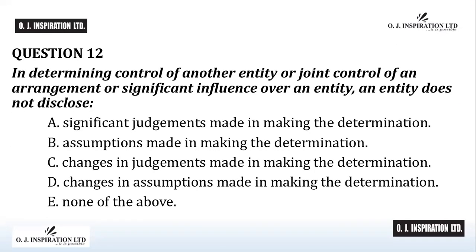Question number 12. In determining control of another entity or joint control of an arrangement or significant influence over an entity, an entity does not disclose A. Significant judgments made in making the determination. B. Assumptions made in making the determination. C. Changes in judgments made in making the determination. D. Changes in assumptions made in making the determination. E. None of the above. Start counting.